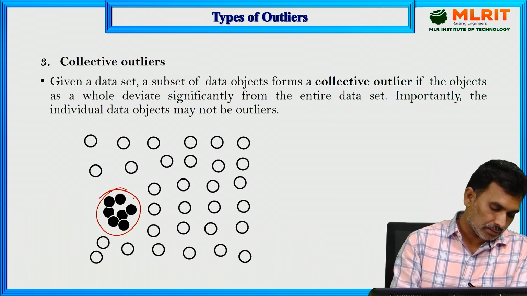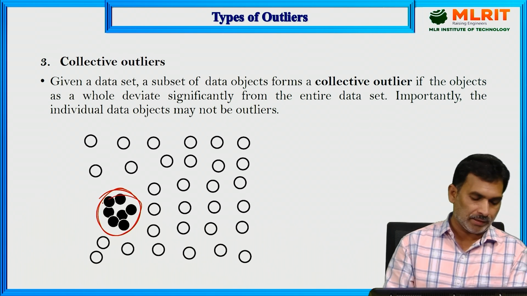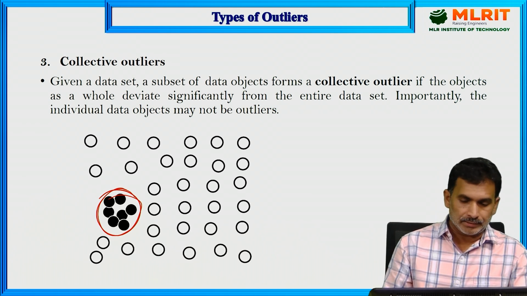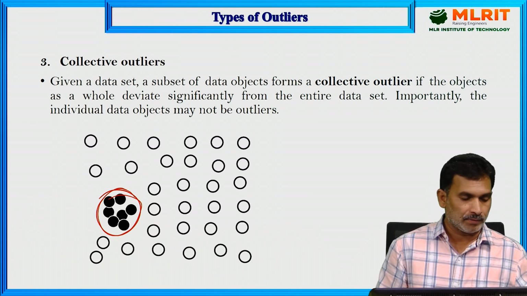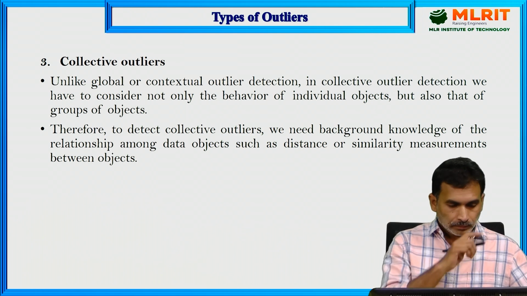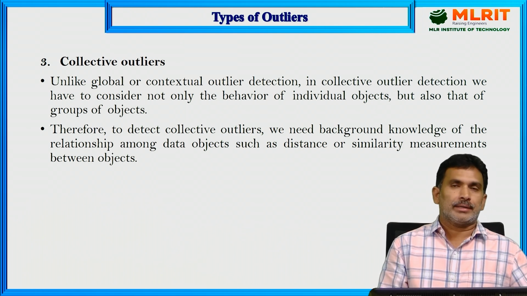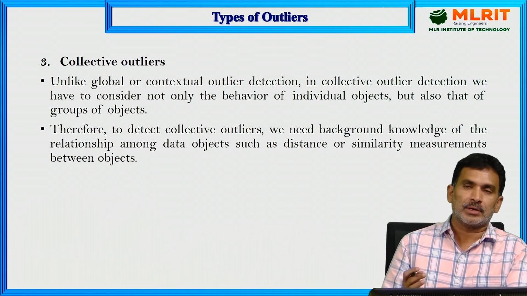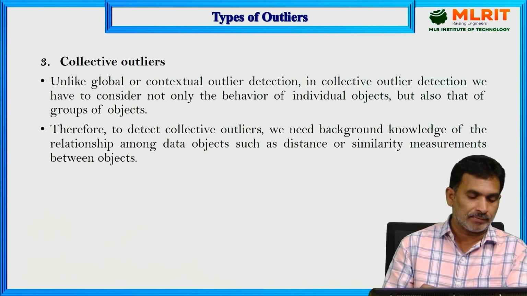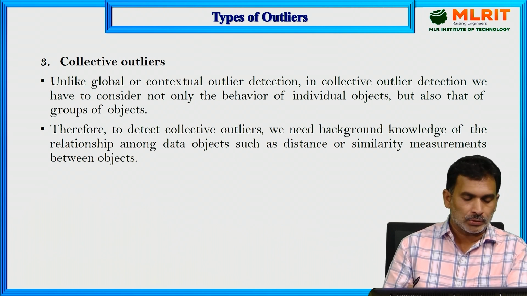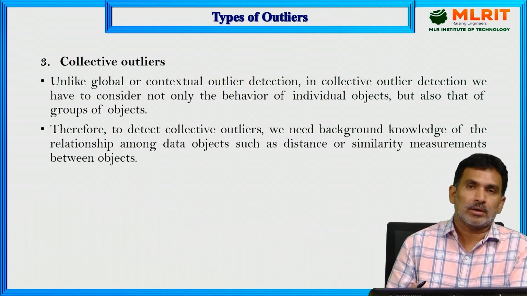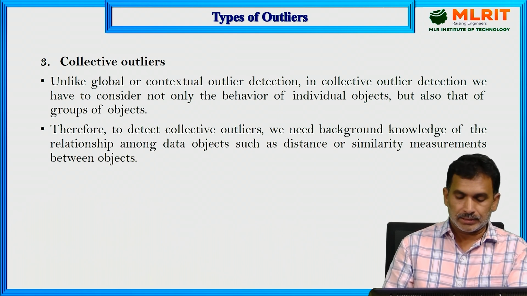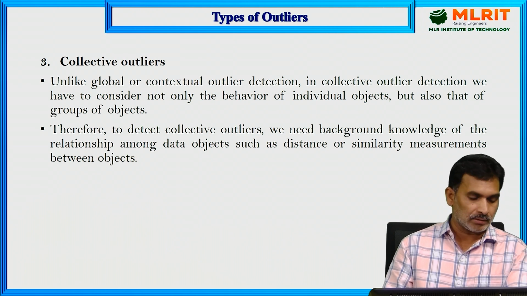But whereas the data points in this region are very close and densely populated, that would be considered a collective outlier. This is another category of outliers. Unlike global or contextual outlier detection, in collective outlier detection we have to consider not only the behavior of individual objects but also that of groups of objects. Therefore, to detect collective outliers, we need background knowledge of the relationship among the objects, such as distance and similarity measurements between the objects.